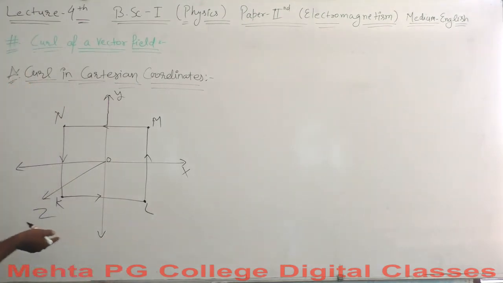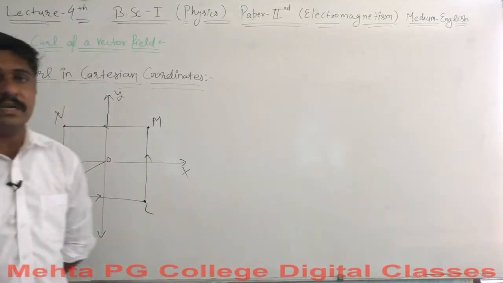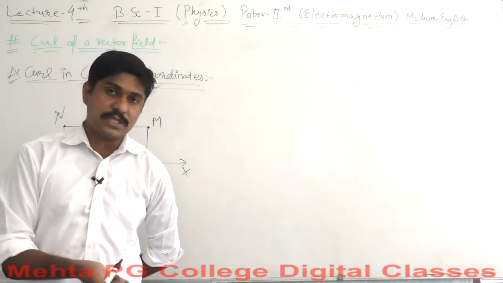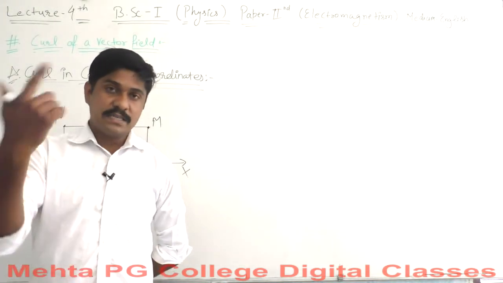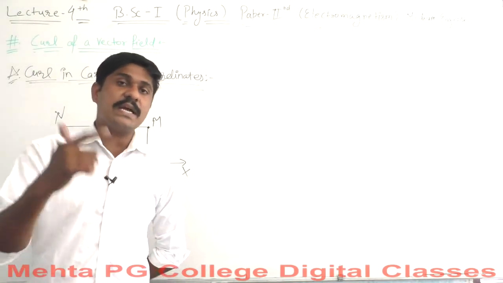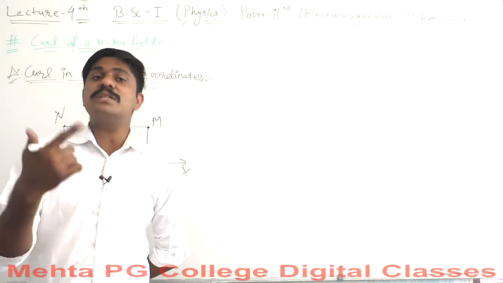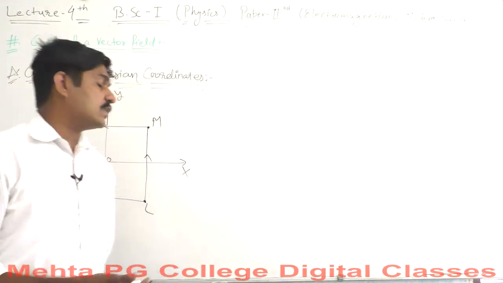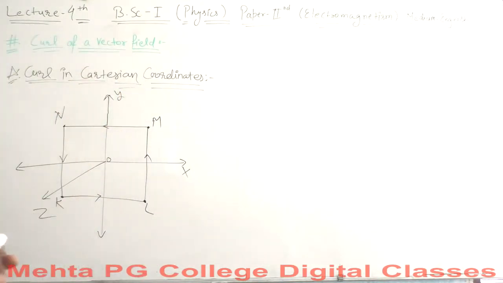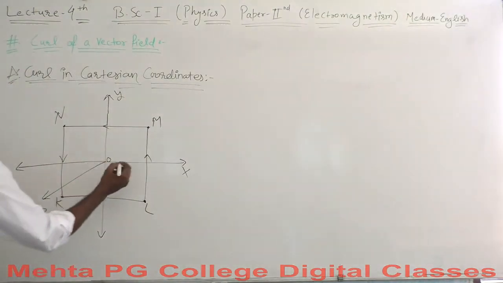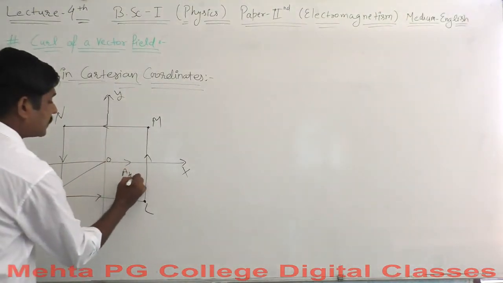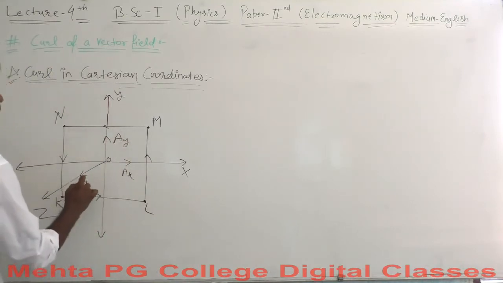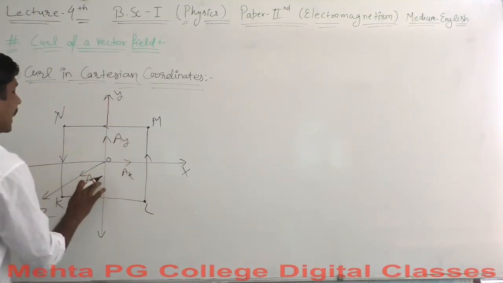What was the definition? You remember the definition: curl of vector field A is equal to the limit dA tends to 0 of 1 upon dA times the line integral of the vector field, the closed integral over a closed loop of A vector dot dl vector. So this is what it is for the maxima. For the x-axis the component must be Ax, for the y-axis the component Ay, and for the z-axis the component Az.